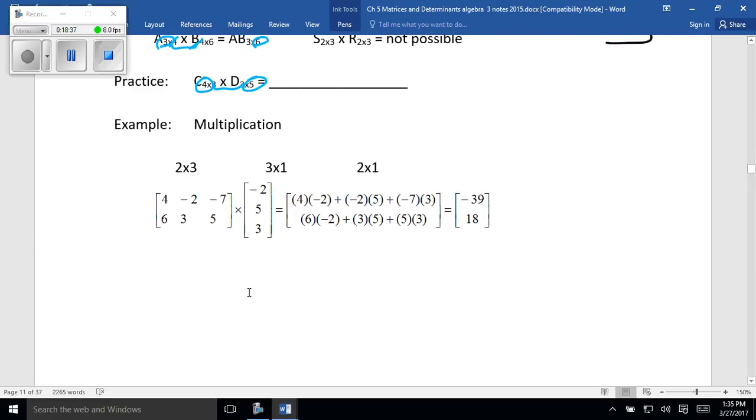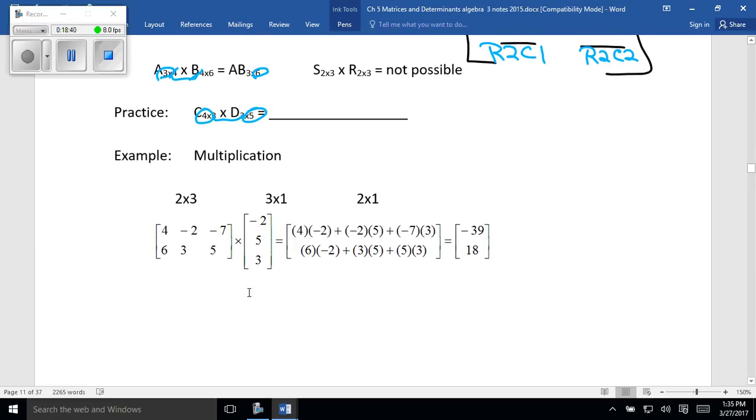Okay. Is this the one you're not liking? Let's try it though. A 2 by 3 and a 3 by 1. Can I do it? Yeah. The 3s match, which means I have a 2 by 1. This is nice because there's only 2 spots: 2 rows, 1 column. So I've got to take my first row times my first column. Who do I multiply? 4 times -2, which is -8. Now who?